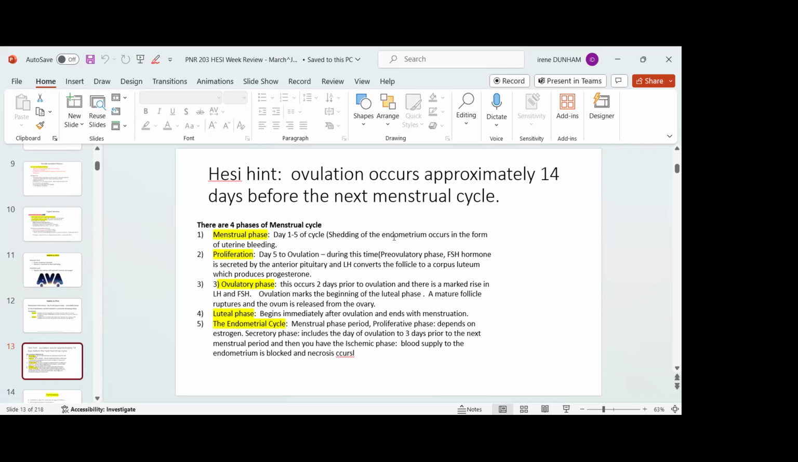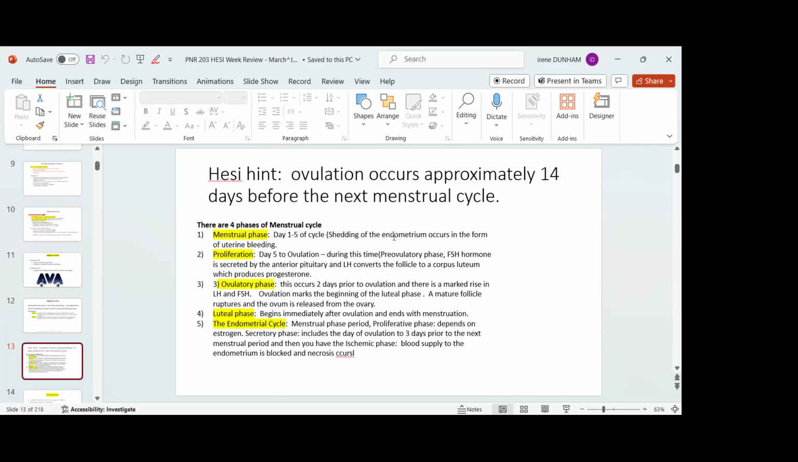Now, day 5. So now she's at day 5 to day 14 with your ovulation. During this time, you're having what we call the ovulatory phase, and you have, remember FSH, follicle stimulating hormone, and that's secreted by the anterior pituitary. And then you have the luteinizing hormone that converts the follicle to a corpus luteum, which produces progesterone. Remember, what hormone maintains a pregnancy? Is it progesterone? Yes, you got it.